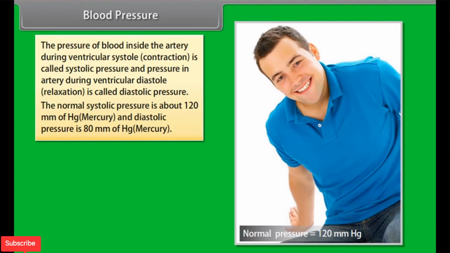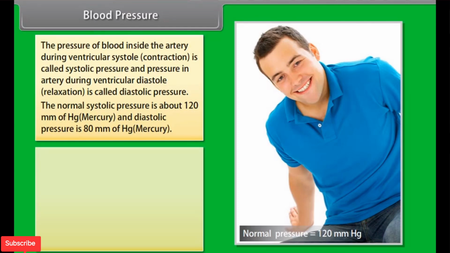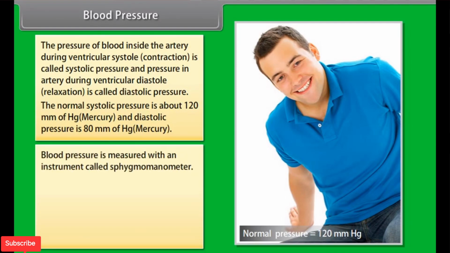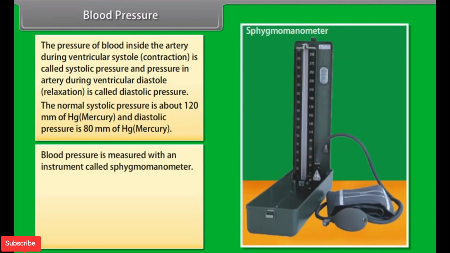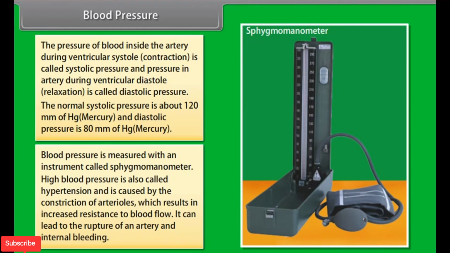High blood pressure is called hypertension and is caused by the constriction of arterioles, which results in increased resistance to blood flow. It can lead to the rupture of an artery and internal bleeding.